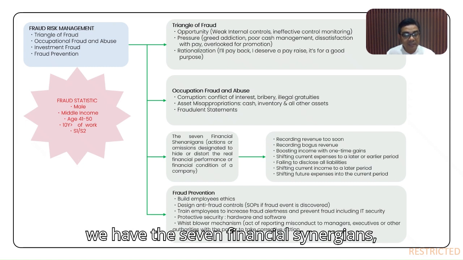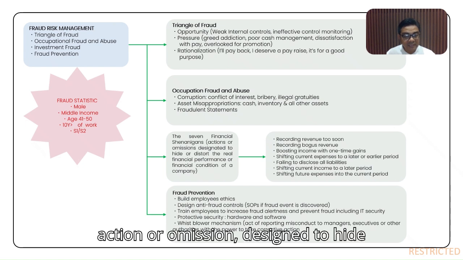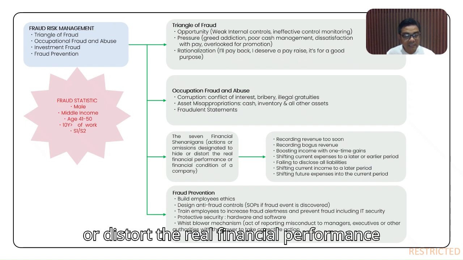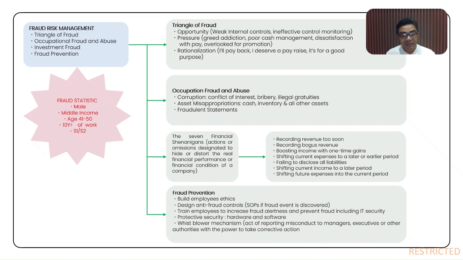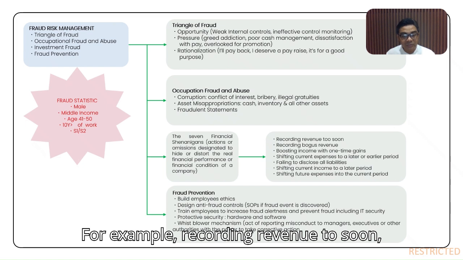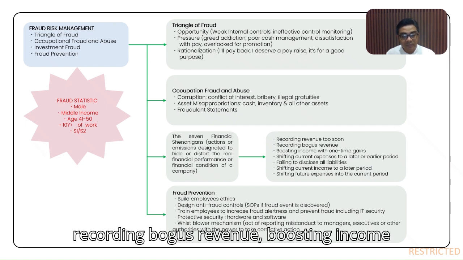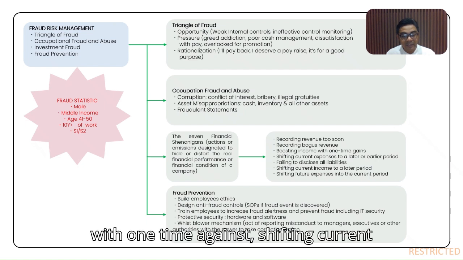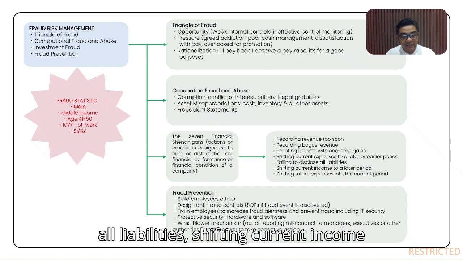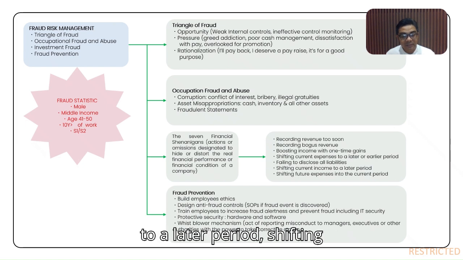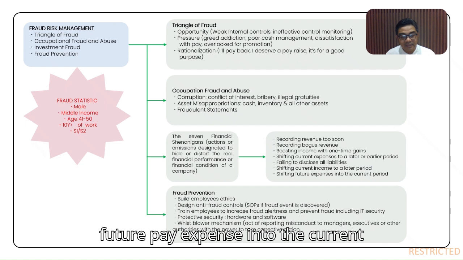And also we have the 7 financial shenanigans, actions or omissions designed to hide or distort the real financial performance or financial condition of a company. For example, recording revenue too soon, recording bogus revenue, boosting income with one-time gains, shifting current expense to a later period, failing to disclose all liabilities, shifting current income to a later period, shifting future expense into the current period.